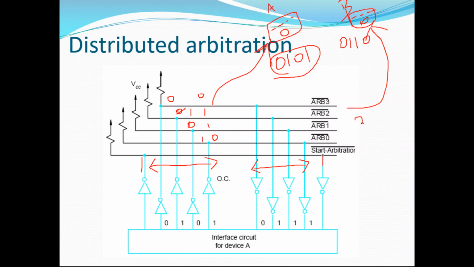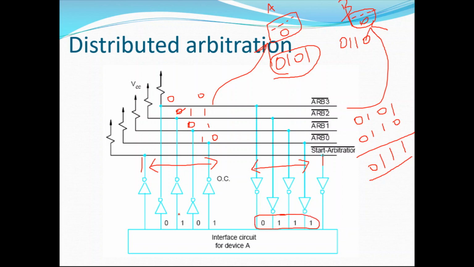So what is A's input? 0 1 0 1. What is B's input? 0 1 1 0. So you take an OR, just logical OR of this. 1 or 0 is 1, 0 or 1 is 1, 1 or 1 is 1, 0 or 0 is 0. Okay. So the output is 0 1 1 1. So that will appear here.